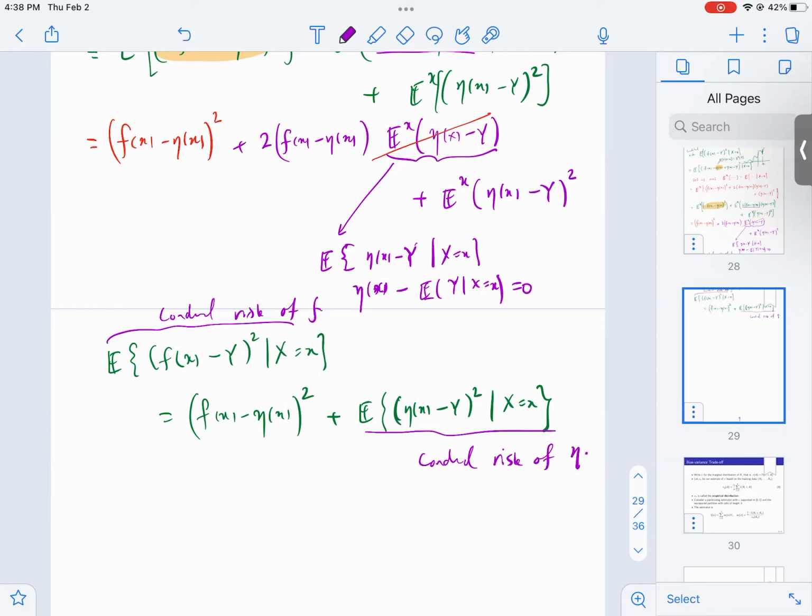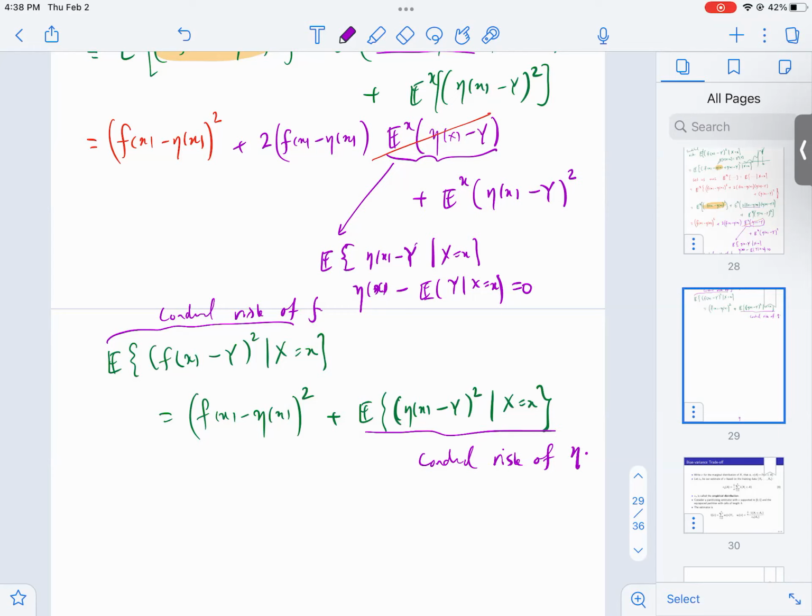From this equality, you can see that for every point x, because this term is positive, the conditional risk of any other estimator would be at least as much as this. So this is better, because for any estimator other than eta, this term would be non-zero. For eta, this is going to be zero, they're the same. If f is different from eta at x, you're going to pay this penalty term. So this also proves that eta is optimal.